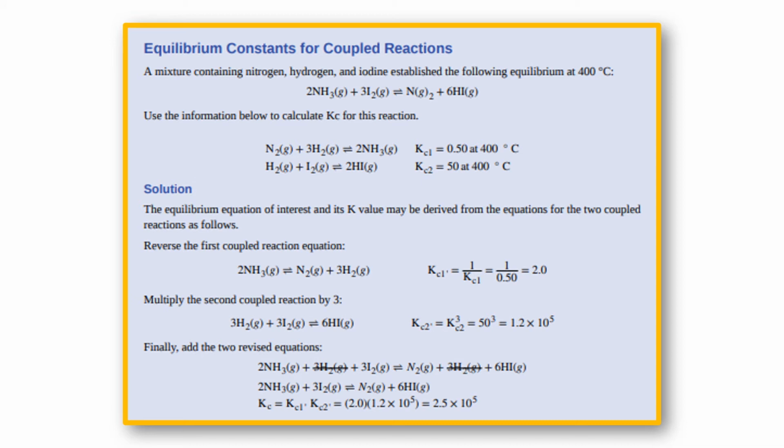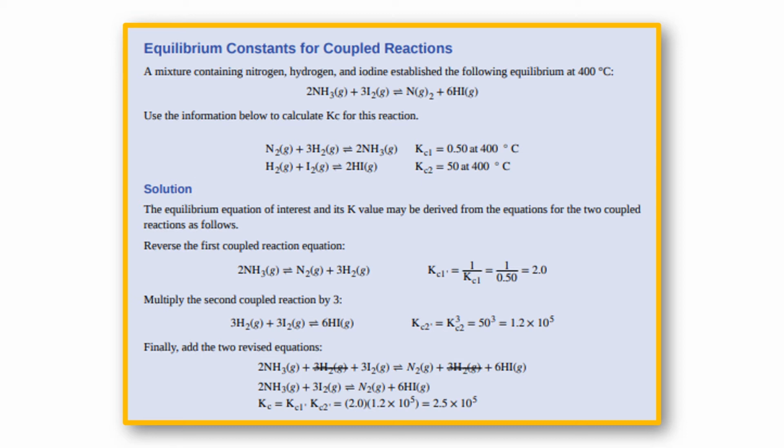Next is the equilibrium constant for coupled reactions. A mixture containing nitrogen, hydrogen, and iodine established the following equilibrium at 400 degrees Celsius. Use the information below to calculate Kc for this expression. So they have given you two expressions here. N2 plus 3H2 will give you 2NH3. H2 plus I2 will give you 2HI.